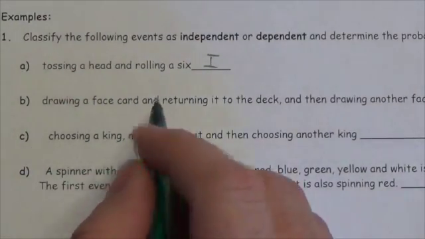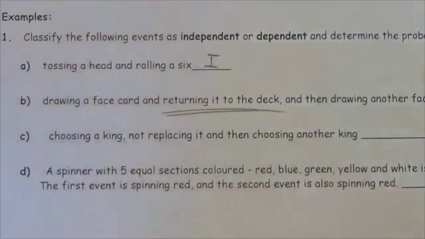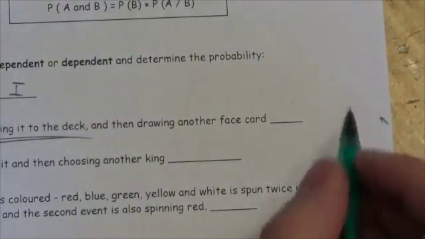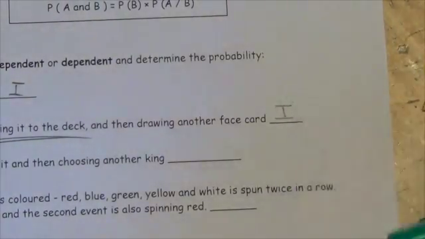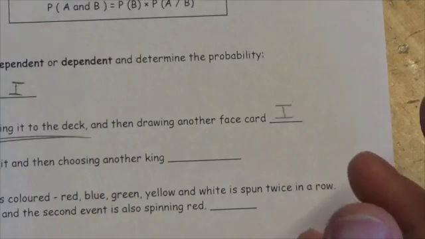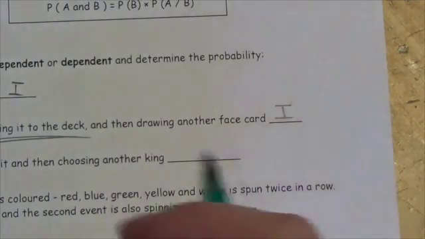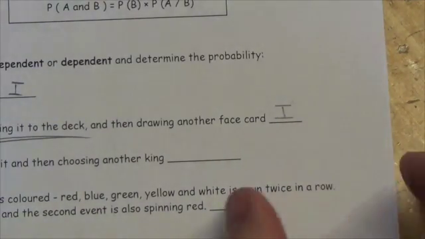Drawing a face card and returning it to the deck, and there's the key point here, and then drawing another face card, well, those will be independent because the sample space for the first event starts at 52 cards. But when you put that card back that you chose, the sample space goes back to 52. So it's the same thing.